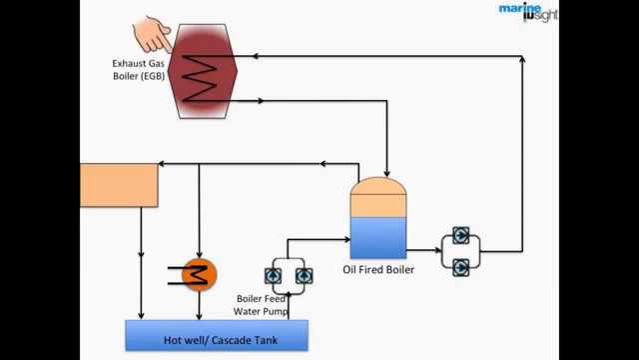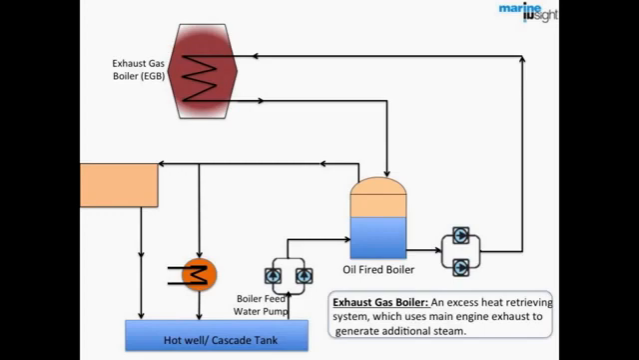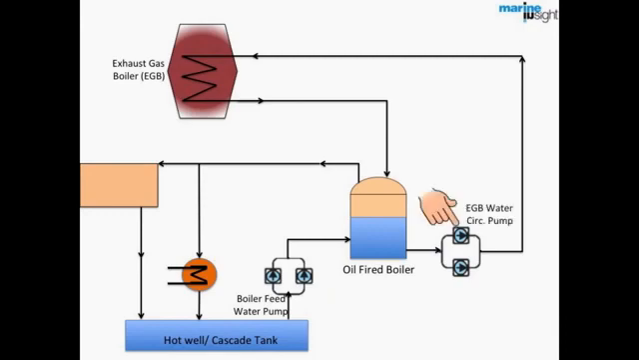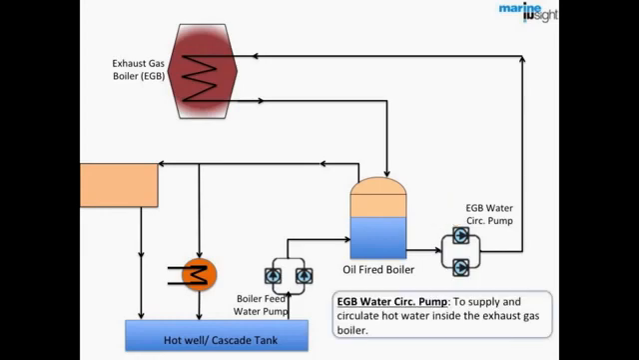Exhaust gas boiler, an excess heat retrieving system which uses main engine exhaust to generate additional steam. Exhaust gas boiler water circulation pump, which supplies and circulates hot water inside the exhaust gas boiler.